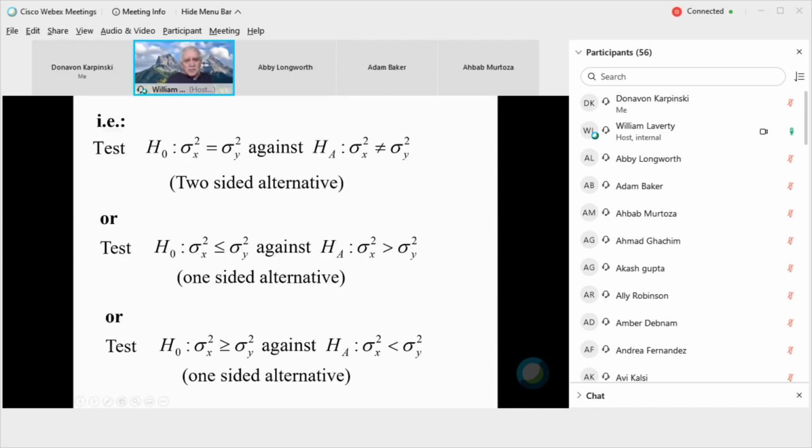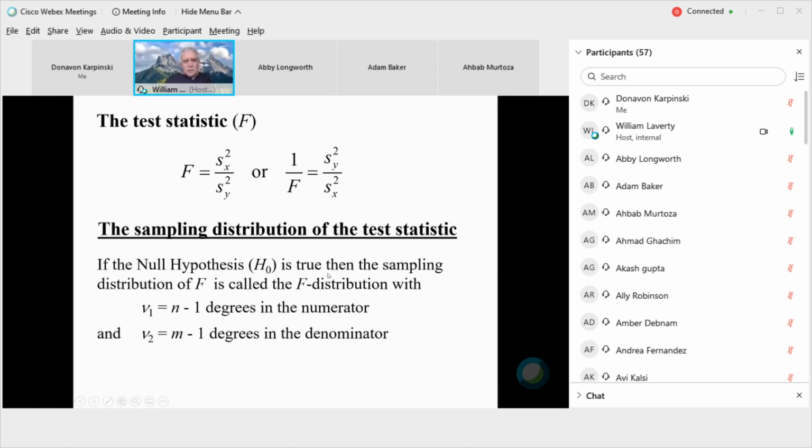So there's what we want to test. We want to test whether the two variances are equal against the hypothesis they're not equal, or we might want to prove that one is bigger than the other. The alternative might be a one-sided alternative. The test statistic is not the difference between the two variances, but the ratio of the two variances: Sx squared over Sy squared, or the other way around, Sy squared over Sx squared. Doesn't matter which one you use.